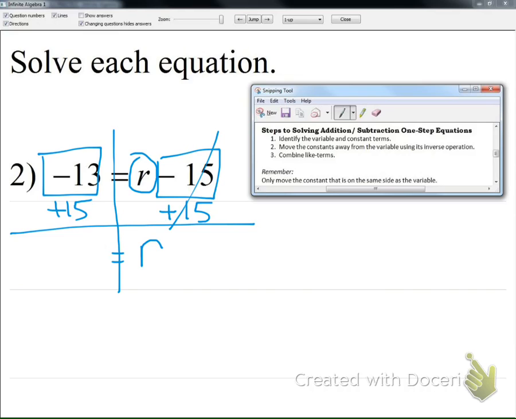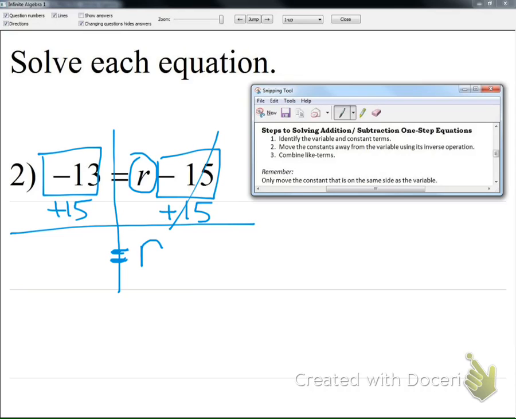For some people, I like to say if you cross the line, you change the sign. So that negative 15, if we need to move that to the other side, we write it as a positive 15. It's just another way to think of it. But just don't forget that equal sign when you write your answer, though.